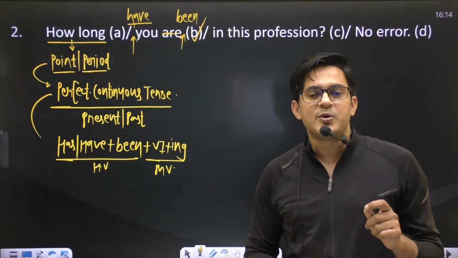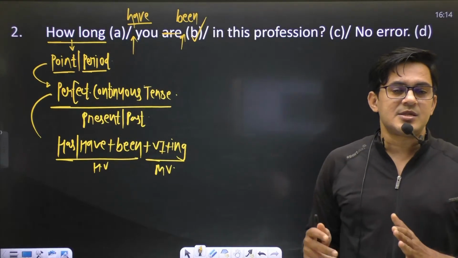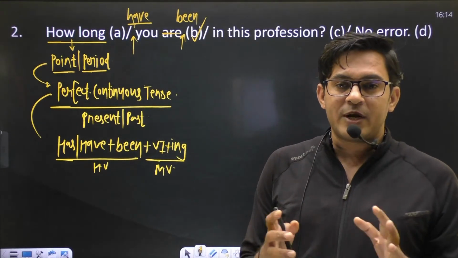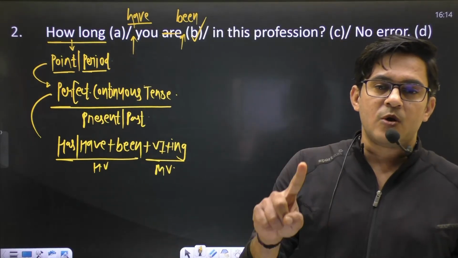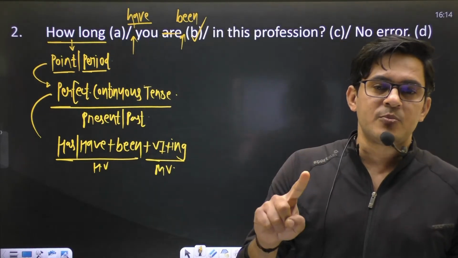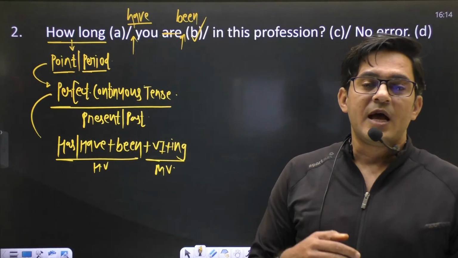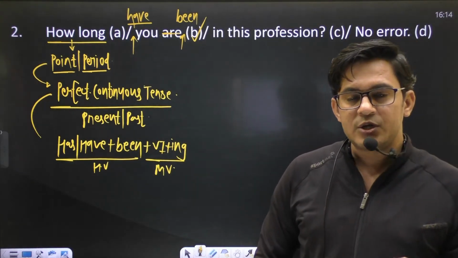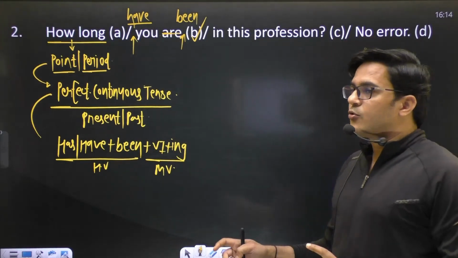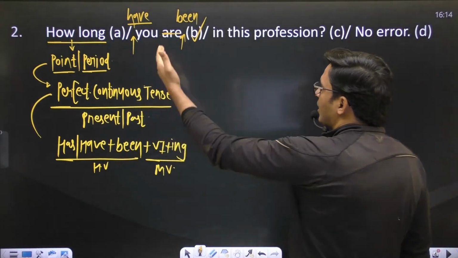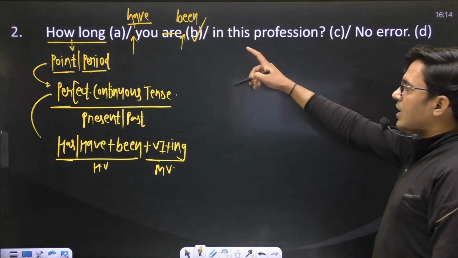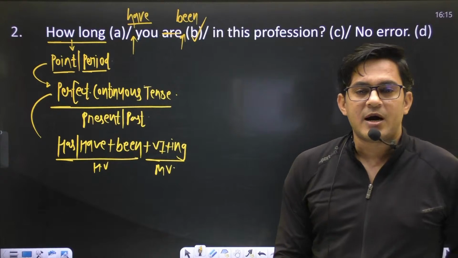The reason is that in this sentence you have a stative verb, a non-progressive, non-action verb. Be is always a stative verb, non-progressive, non-action verb, and stative verbs are not used in the continuous tense. That's why we are going to make it, how long have you been in this profession? The sentence will be fine, and you have an error in part B.